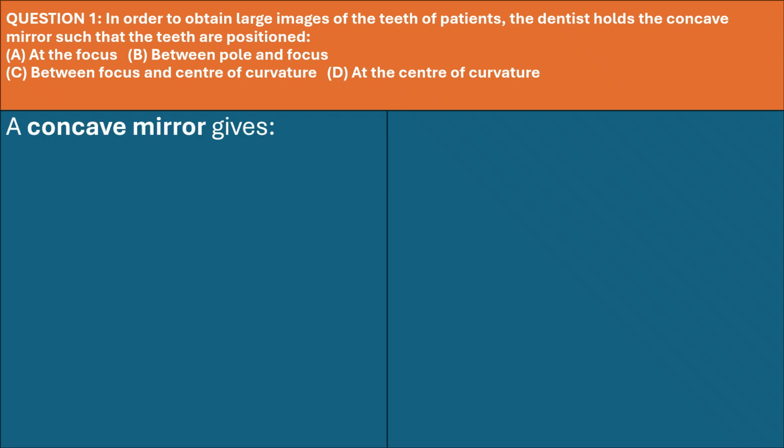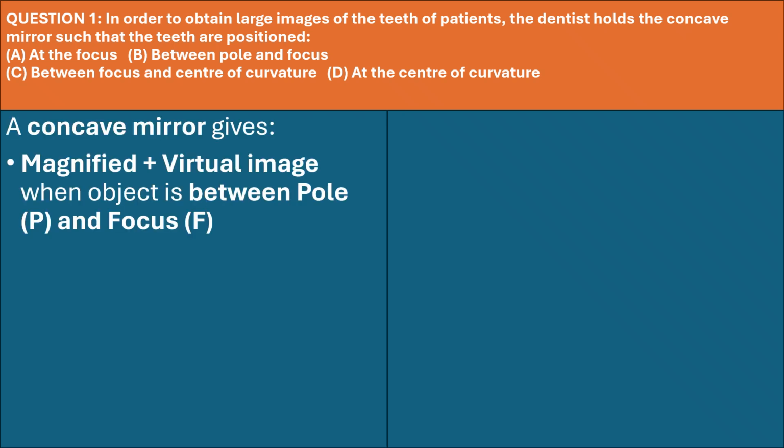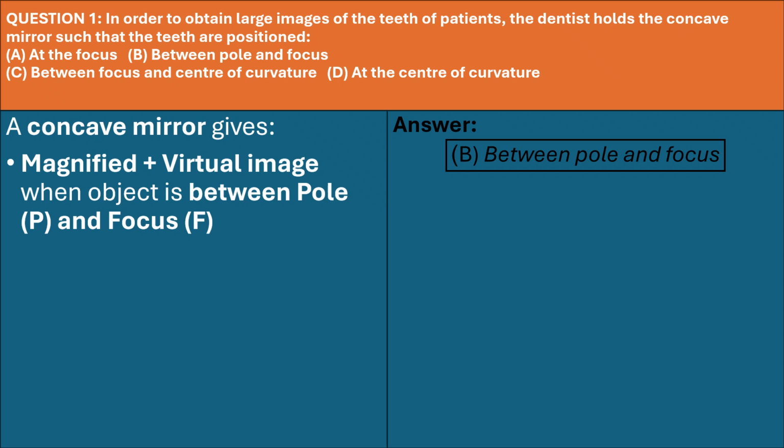So a concave mirror gives a magnified plus virtual image. That means when the object is between pole and focus. So what will be our answer? Answer is B, that is between pole and focus. So this you have to remember.